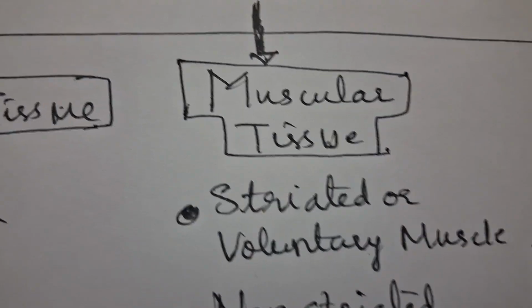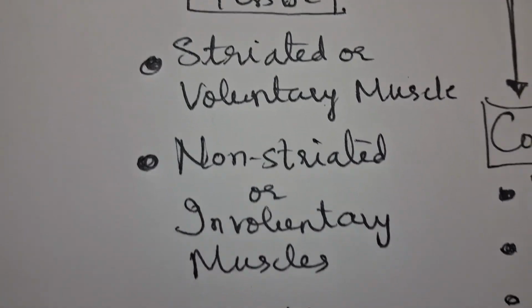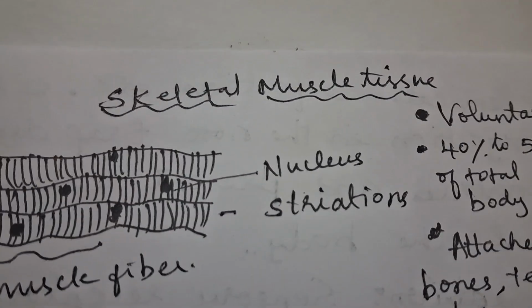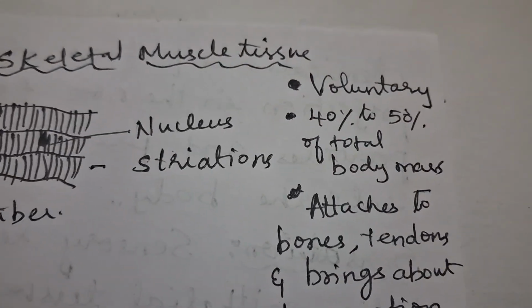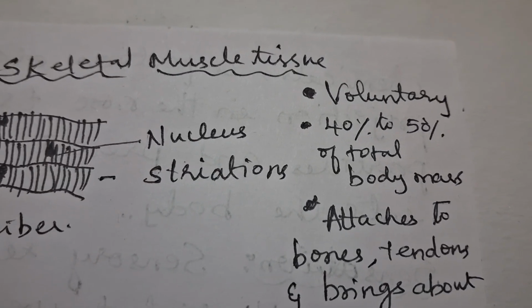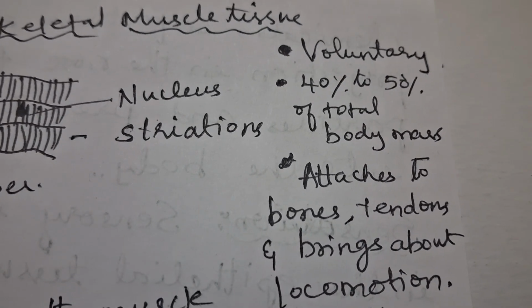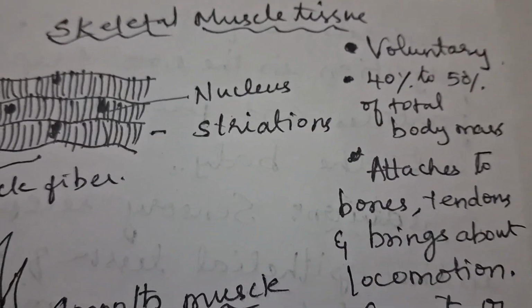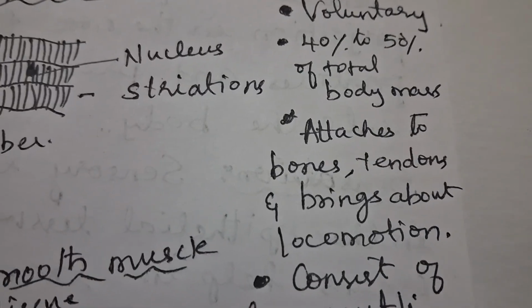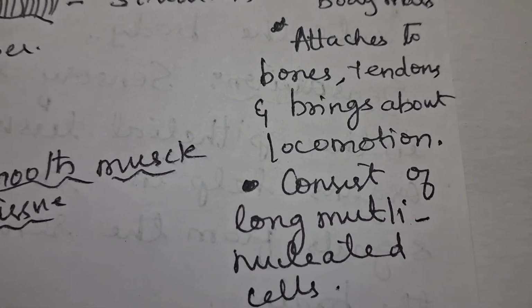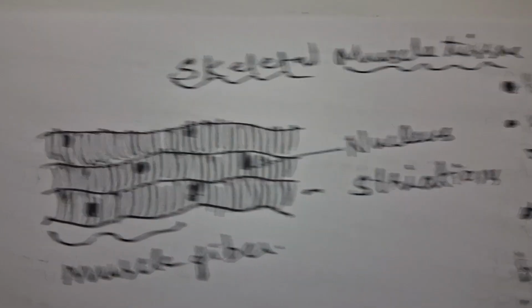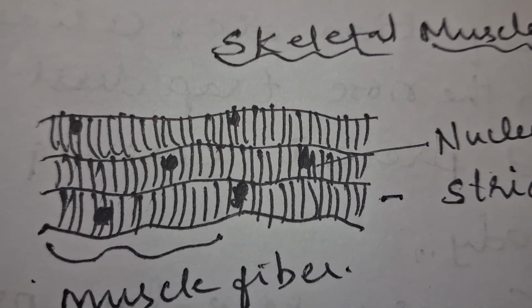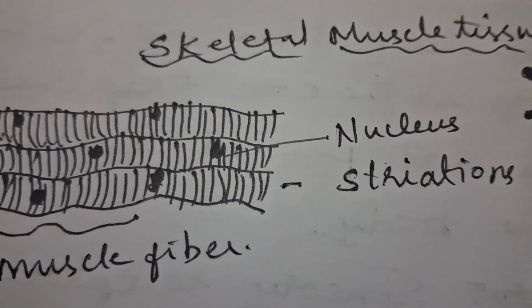We'll go to muscular tissue. In this, we find striated or voluntary muscles, non-striated or involuntary muscles, and cardiac muscles. These three types are there. Skeletal muscle tissue is also known as voluntary muscles or striated muscles. 40 to 50% of the total body mass is due to skeletal muscle tissue. They attach to the bones by tendons and bring about locomotion. They consist of long multinucleated cells. They are striated, long and multinucleated; many nuclei are present. You find the striations here.